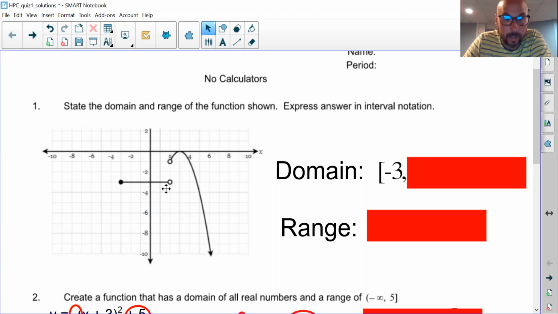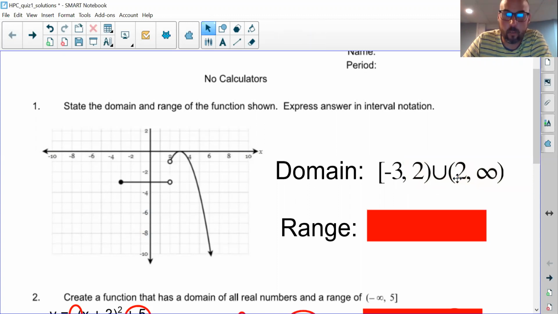It knows what 1.9 is. It's right here. And it knows what 2.1 is. It's up here. But x equals 2 is not part of the domain, so therefore it's not part of the function. So you'd have to jump over it to express your domain. So this is really everything from -3 to infinity, but not 2.